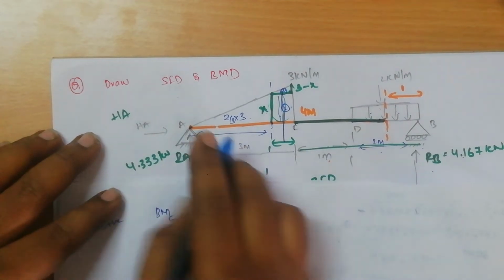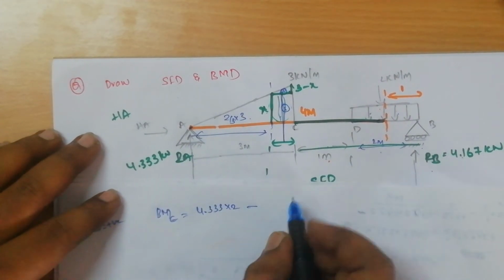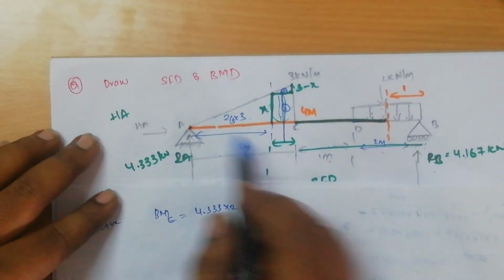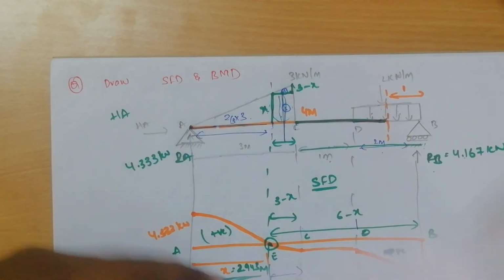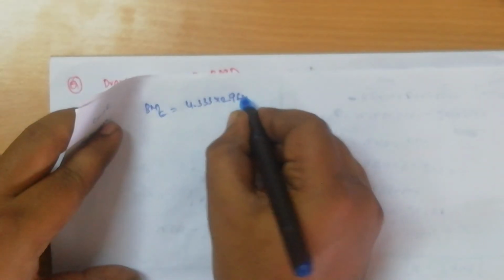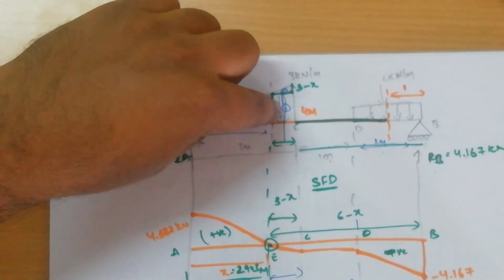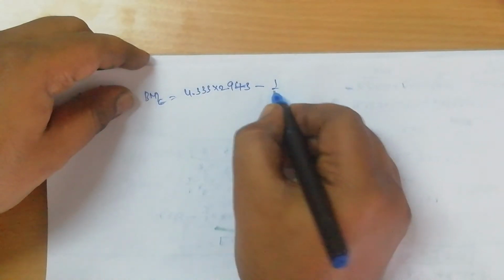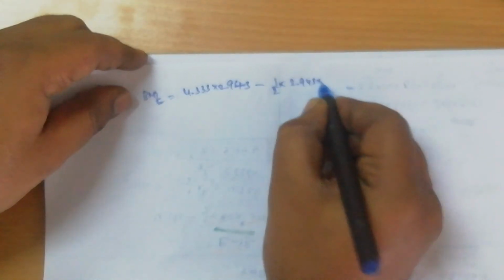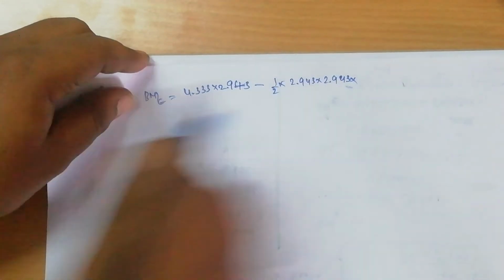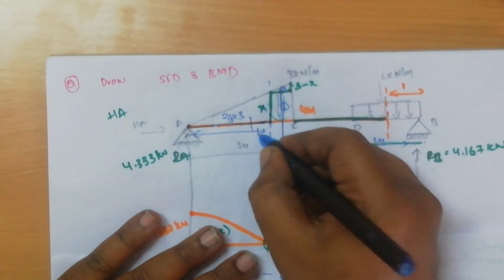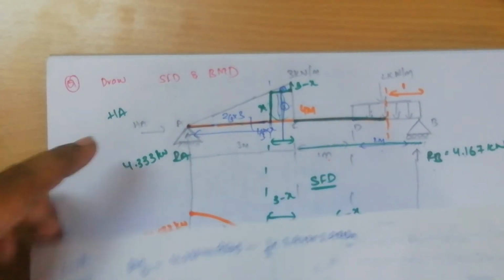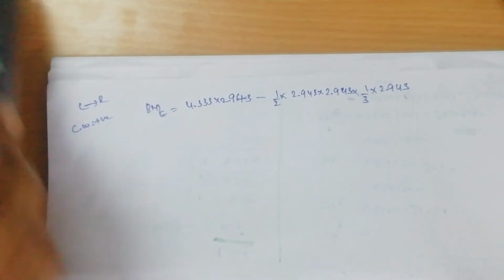4.333 into distance, which is 2 by 3rd of 3, nothing but 2 minus, what will be this distance? This distance is 2 actually. I have already calculated the distance. Sorry, the distance is 2.943. Minus, because of this UVL, what is that? UVL is nothing but half into base 2.943 into height 2.943 into the CG. From this point the CG is present at a distance of 1 by 3rd of x, that is 1 by 3 into 2.943.